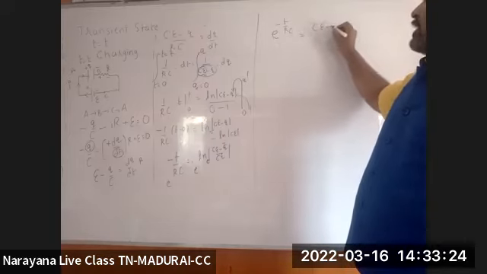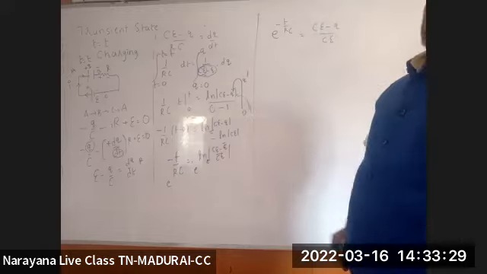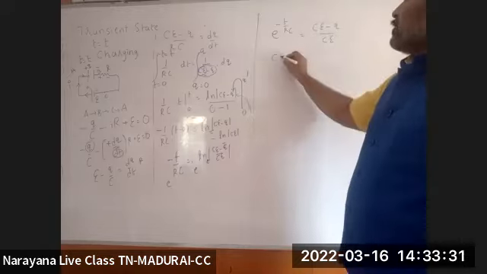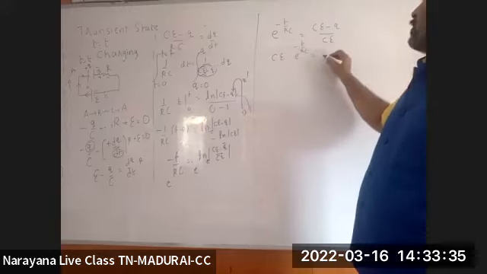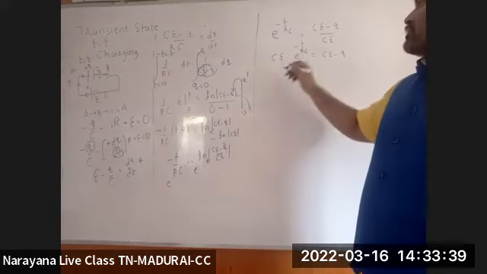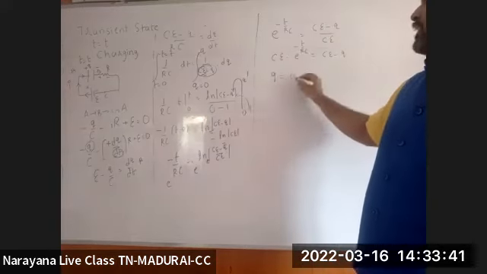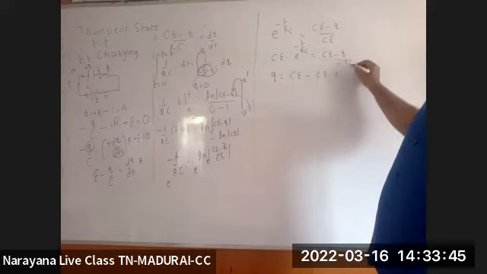C into E minus Q divided by C into E. So C into E, take that side. What again? e power minus t by RC equals C into E minus Q. Minus Q I am sending this side. So what can I write? C into E minus C into E power minus t by RC.